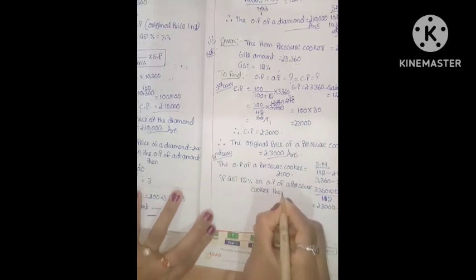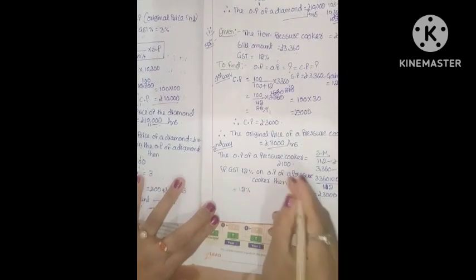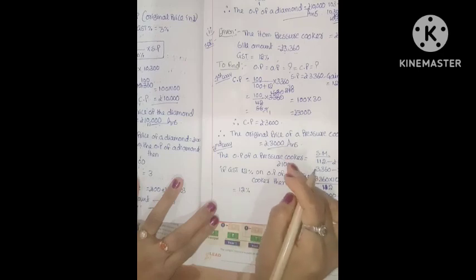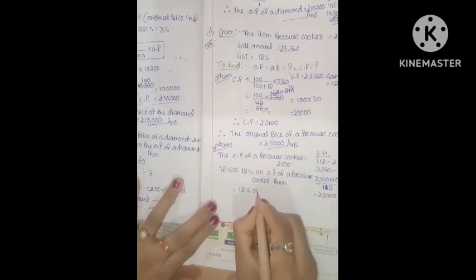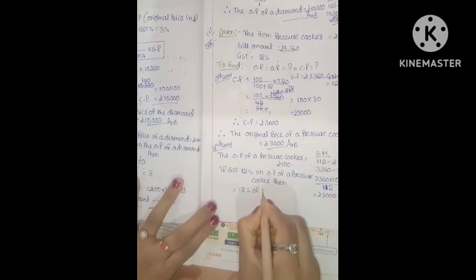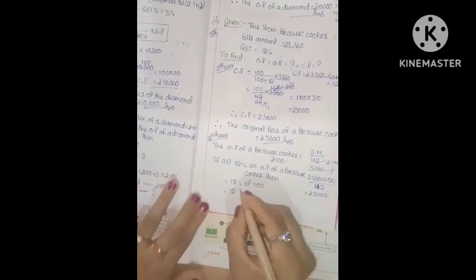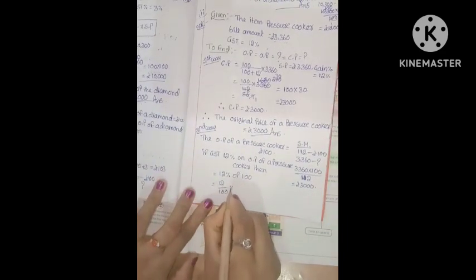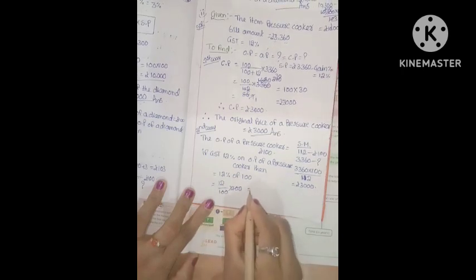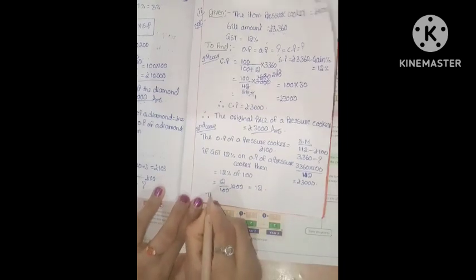Then 12% on the pressure cooker only. What's the pressure cooker? The original price of the pressure cooker. 12% of 100 rupees. So how to write 12%? 12/100 into 100. Cancellation of these two only, so we will get 12 only.